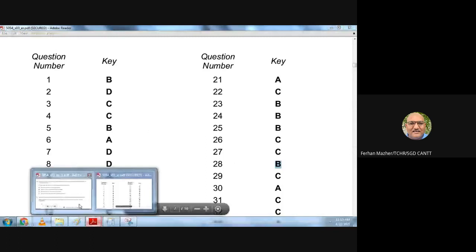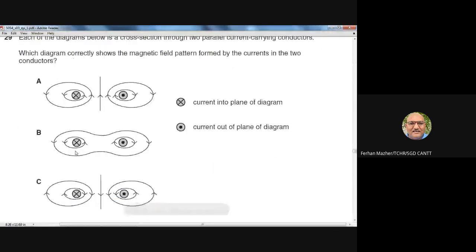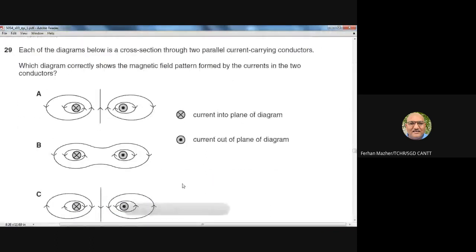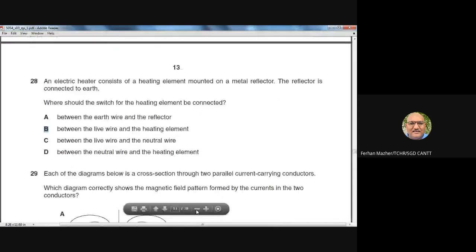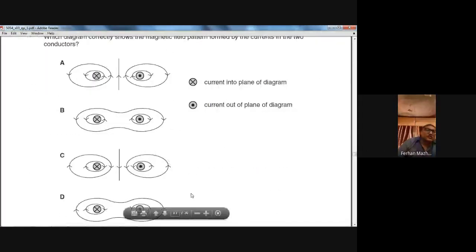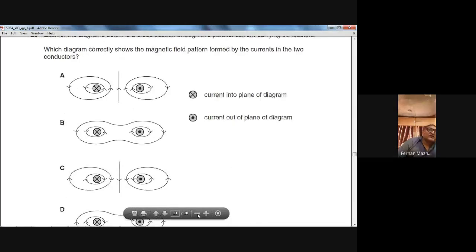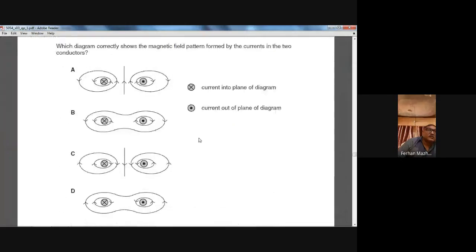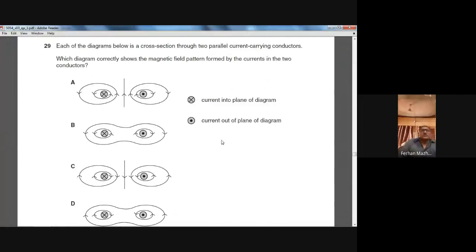The next question is showing on your screen. We need to reduce the size a little bit so the whole thing can be shown. Okay, so almost now the whole thing. Each of the diagrams below is a cross-section through 2 parallel current-carrying conductors. Which diagram correctly shows the magnetic field pattern produced by the current in the 2 conductors?